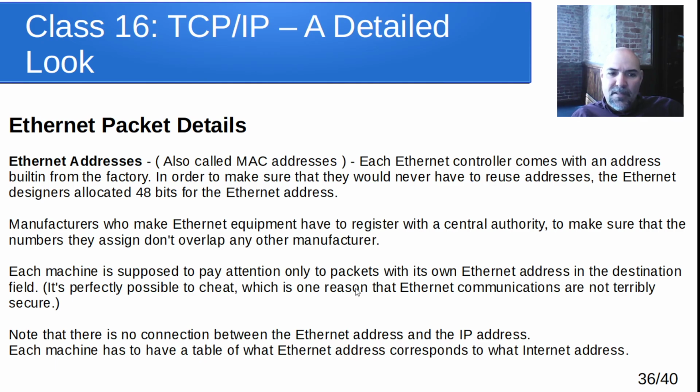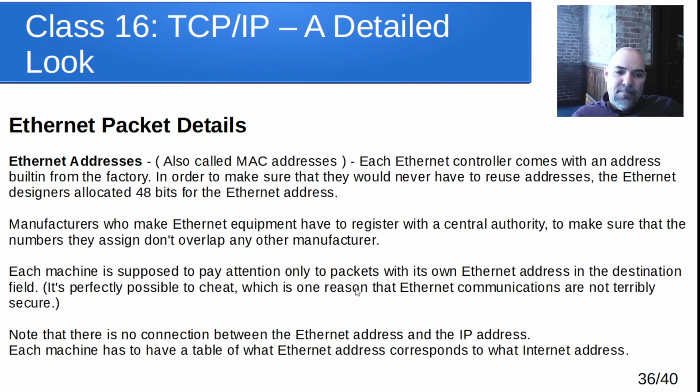So the Ethernet subsystem designers allocated 48 bits for the address. And essentially, that means if you're going to make an Ethernet chipset, you have to register with an address assignment authority. Usually they're divided up into a manufacturer ID portion and then the serial number portion of that. Some manufacturers might have multiple IDs associated with them.